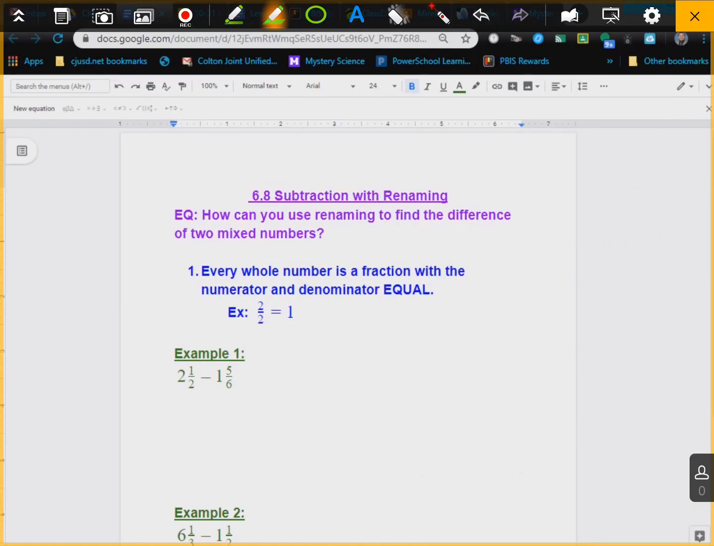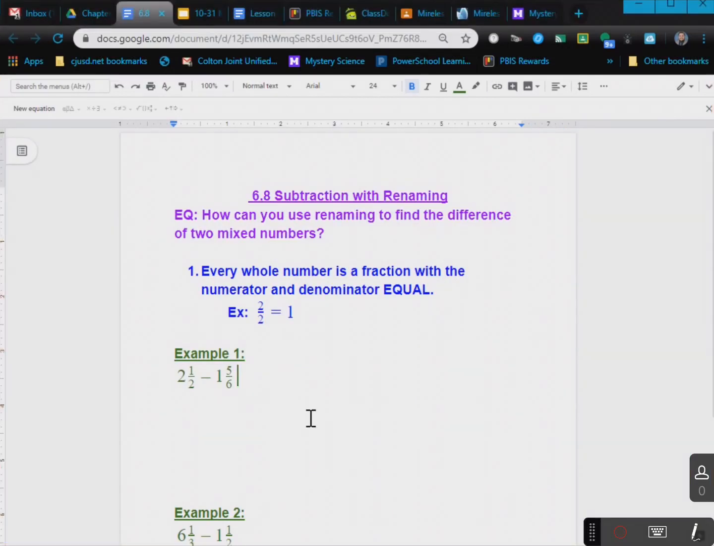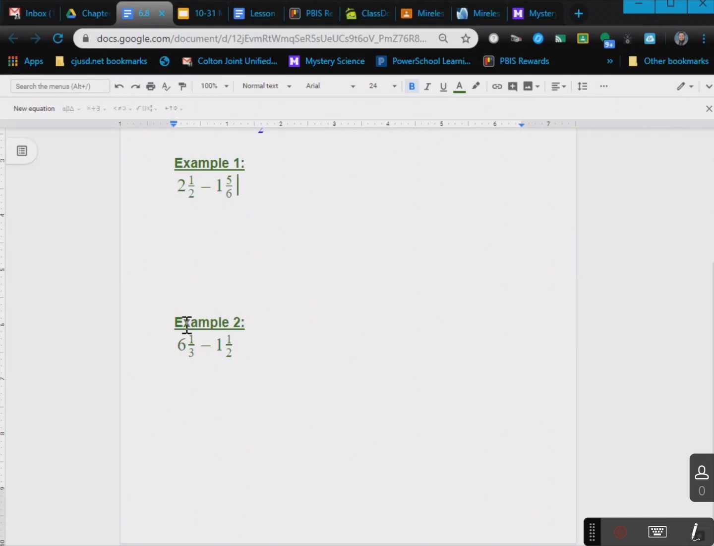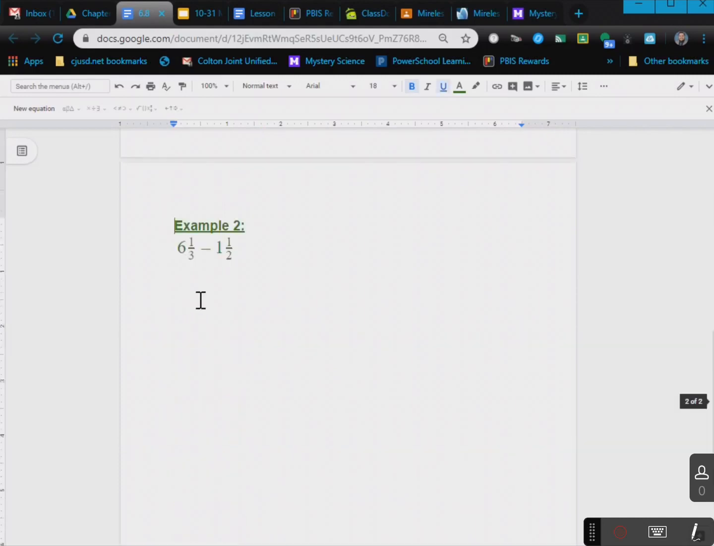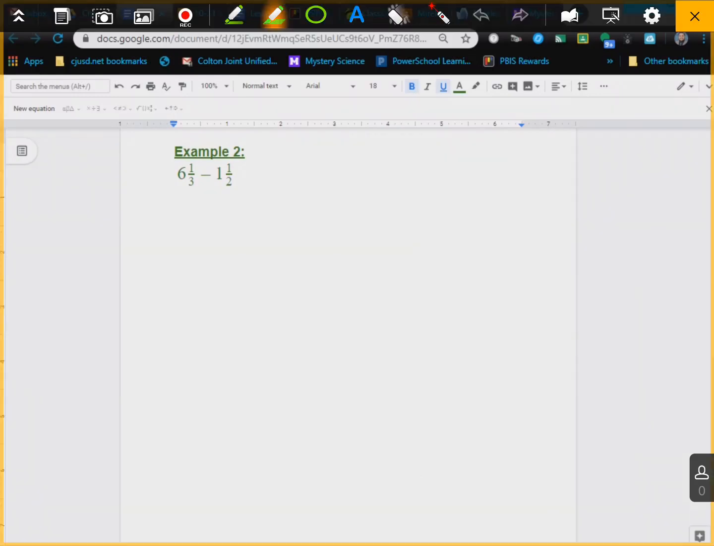Okay, and I'm going to give myself a little bit more space so that I'm not erasing it so much. Let me go ahead and move this down a little bit, and I'm going to give myself tons of space to work with. All right, perfect. So we have here 6 and 1 over 3 minus 1 and 1/2.